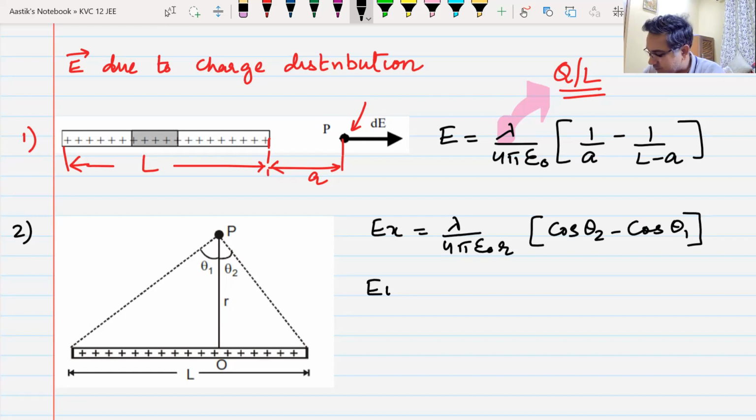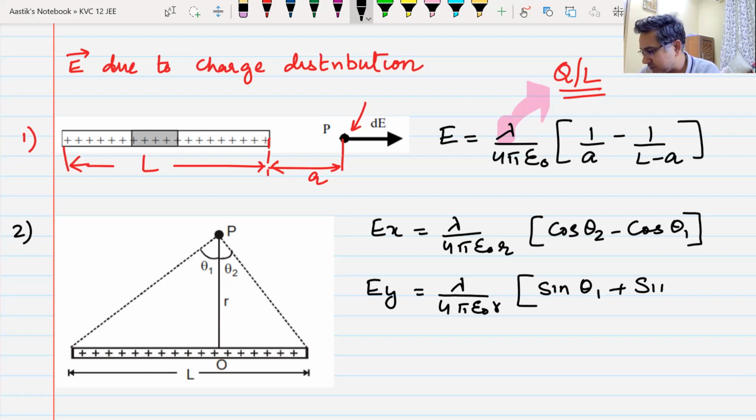What about your y component? Lambda by 4 pi epsilon naught r into sin theta 1 plus sin theta 2. It is not subtracted, it is added up. Both the components add up, they do not get subtracted. So remember that. They get added up, they don't get subtracted. Okay? We get this? Yes.